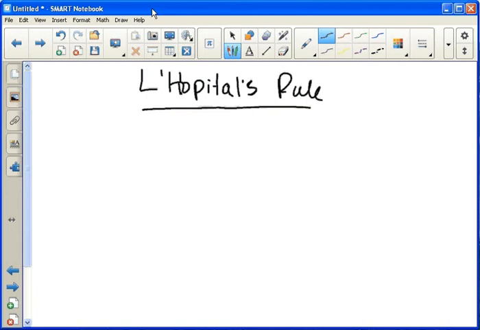So let's consider, for example, this limit. The limit as x approaches 0 of e to the 2x minus 1 over x. Nothing we've learned so far in calculus would teach us how to solve that by hand, just using algebra methods. We can do it in the calculator.